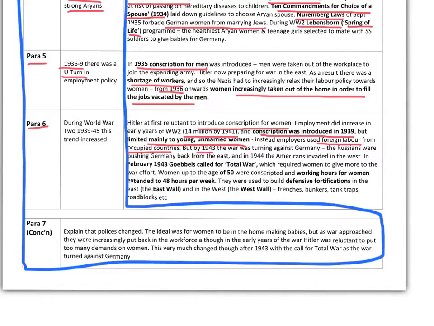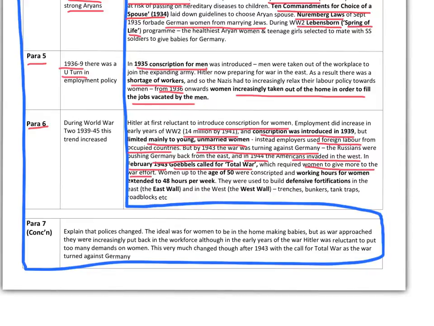But by 1943, the war was turning against Germany. The Russians were pushing Germany back from the east, and of course in 1944, the D-Day landings, the Americans were pushing from the west. So what happened in February 1943, Goebbels called for total war. And from that point on, women were required to give a lot more for the war effort.